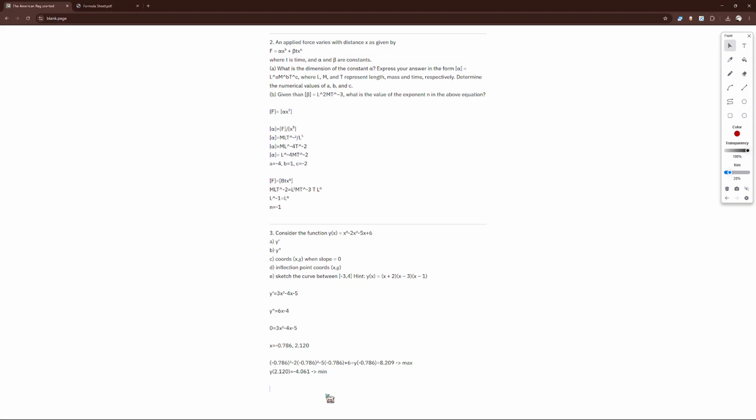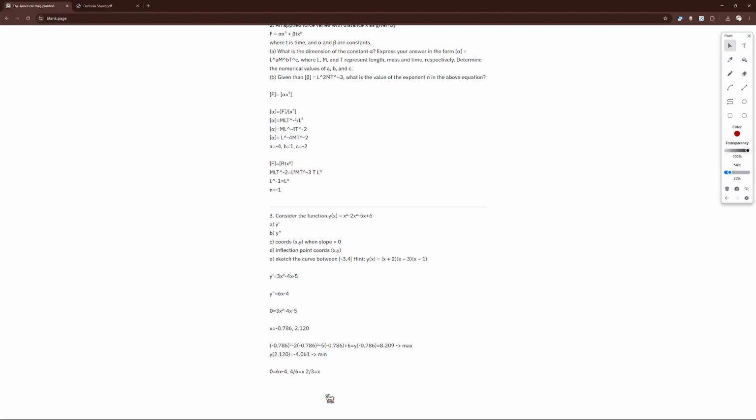For part D, we want the inflection point coordinates. That's when the second derivative equals 0. So we go 0 is equal to 6x minus 4. You don't need a calculator for this. You can do this. 4 over 6 equals x. 2 over 3 equals x. That's pretty obvious. Okay. And then again, you would just go y of 2 over 3 into the original equation. So I'm just going to do that quickly. 2 over 3 to the power of 3 minus 2, 2 over 3 squared minus 5, 2 over 3 plus 6. So that gives you 2.074. Okay, those are your values.